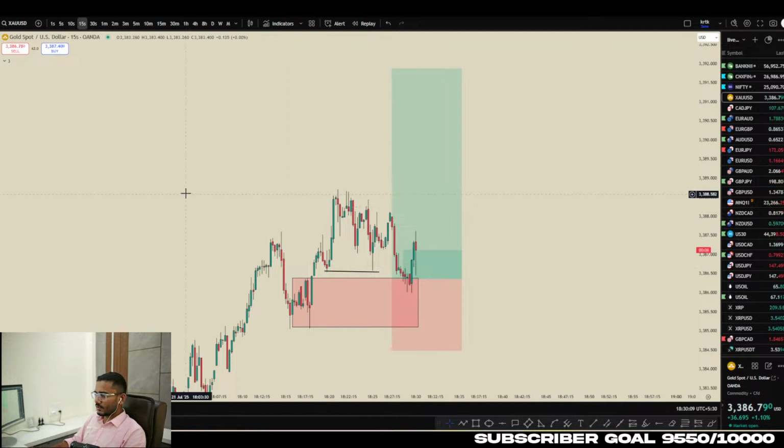Again, this structure is mitigated over here. So this is not a good sign. Unmitigated structure is a good sign that price will continue in our direction.